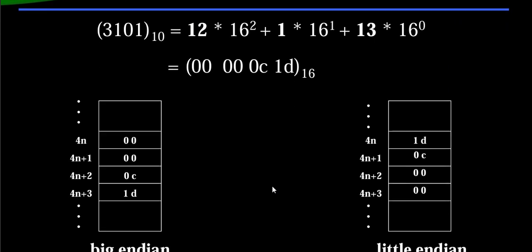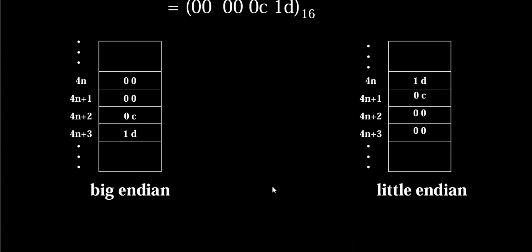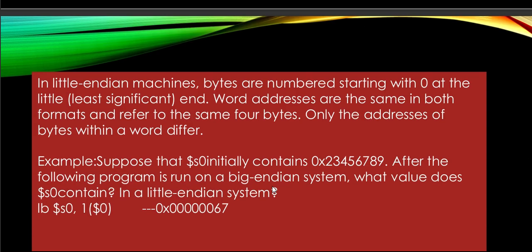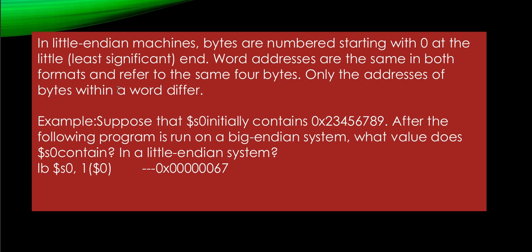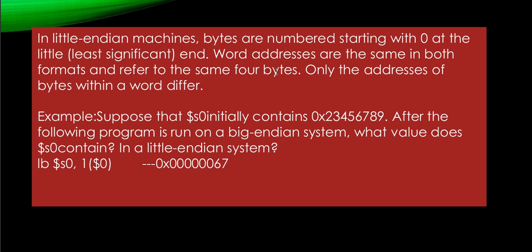And there is also a bit of talk about the endianness. I think a little question would solve that. So let's see. It says in little-endian machines, bytes are numbered starting with 0 at the least significant bit end. Word addresses are the same in both formats and refer to the same 4 bytes. Only the addresses of bytes differ. So let's take an example.